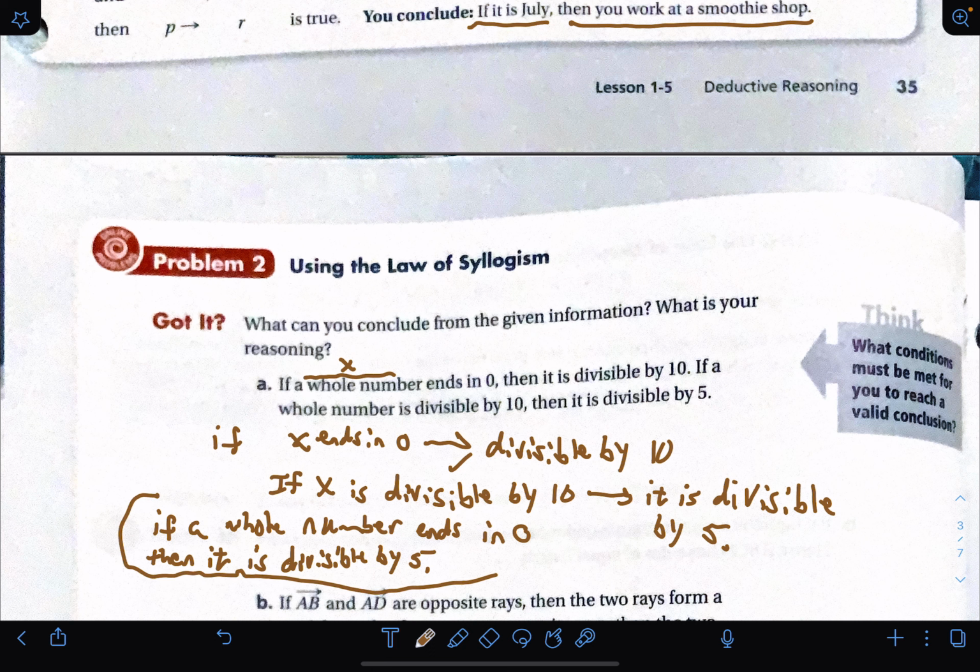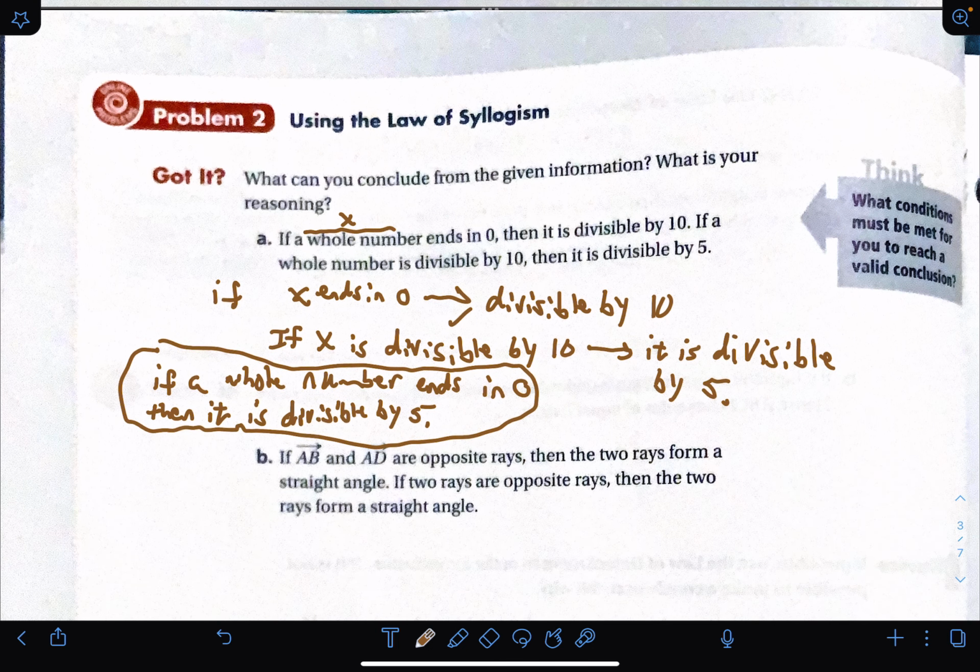So basically, you're saying if a number ends in 0, then it's divisible by 10. If the number's divisible by 10, then it's divisible by 5. So you can just say if a number ends in 0, then it's divisible by 5.